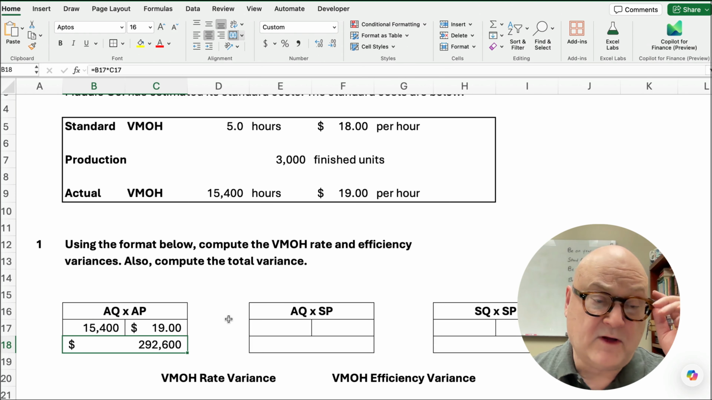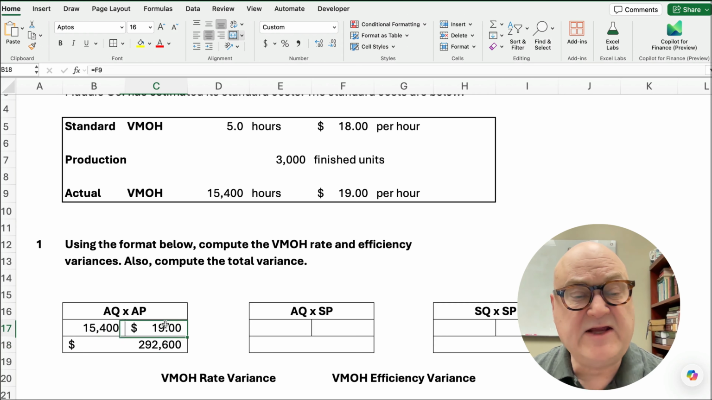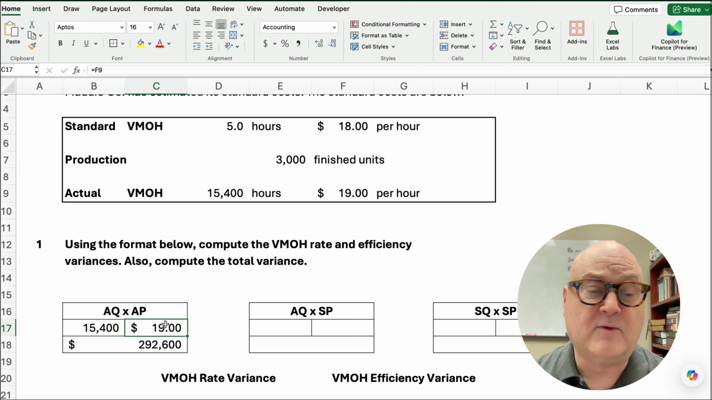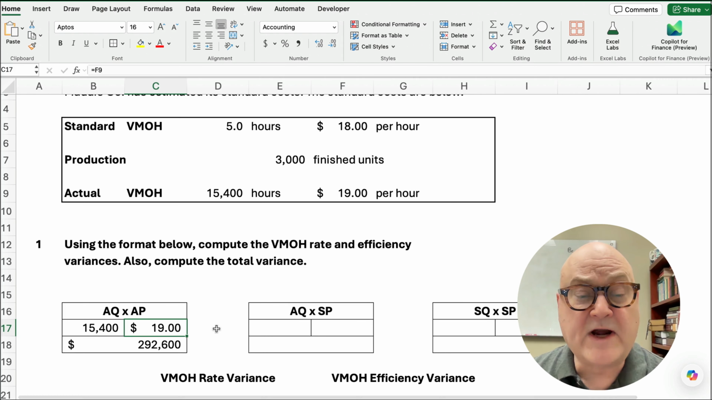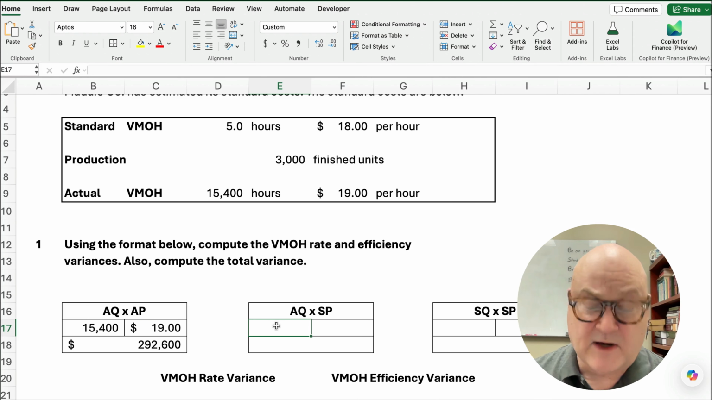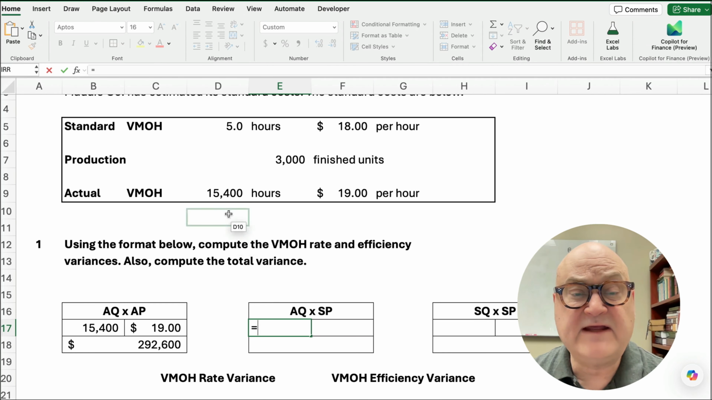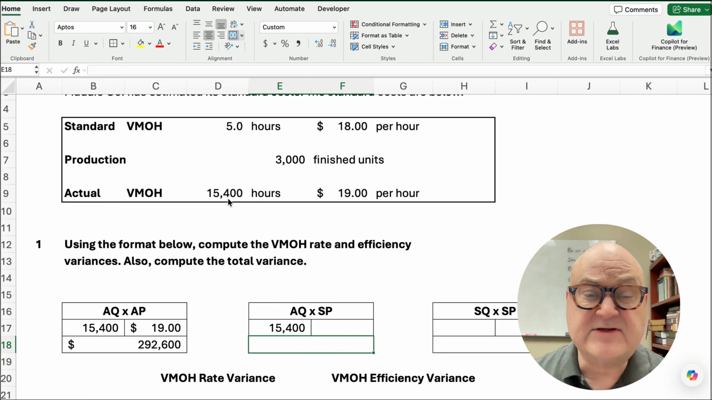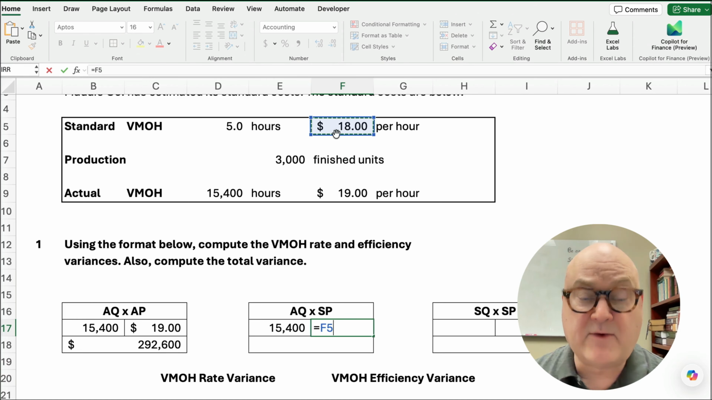Now, a problem like this could give us the total, and it might say, hey, we did 15,400 hours, and we have a total of 292,600, and you might have to back in to find what's the price or the rate per hour. All right, so actual quantity is 15,400, and our standard price, we thought we would do it in $18 per hour.